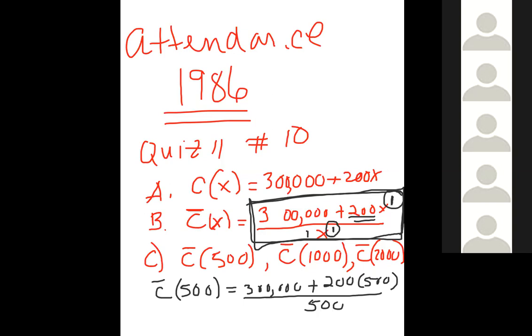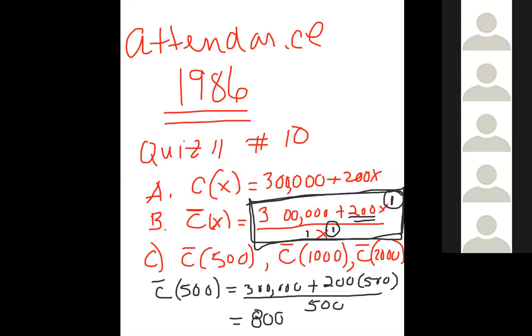So let me show you guys. Now, if we plug this into the calculator, you guys go ahead and plug it in, see what you get while I try and do it myself. All right. So 300,000 plus 200 times 500, divided by 500, gives me an average cost of 800, guys, 800. So when they manufacture 500 bikes, the average cost of each bike goes to $800 per bike, okay?